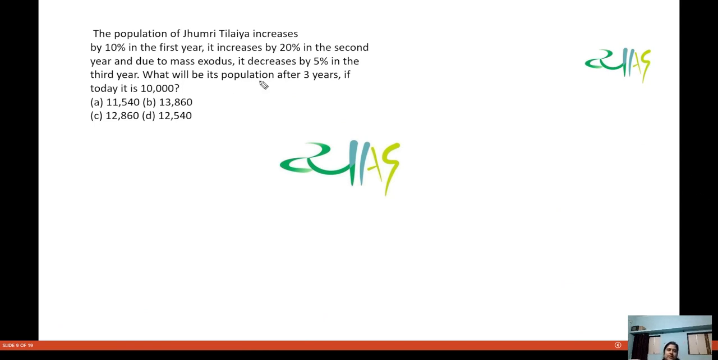Now look at this question. It is saying the population of Jhumari Talaya increases by 10% in first year, increases by 20% in the second year, and due to mass exodus, it decreases by 5% in the third year. What will be the population after 3 years if today it is 10,000?